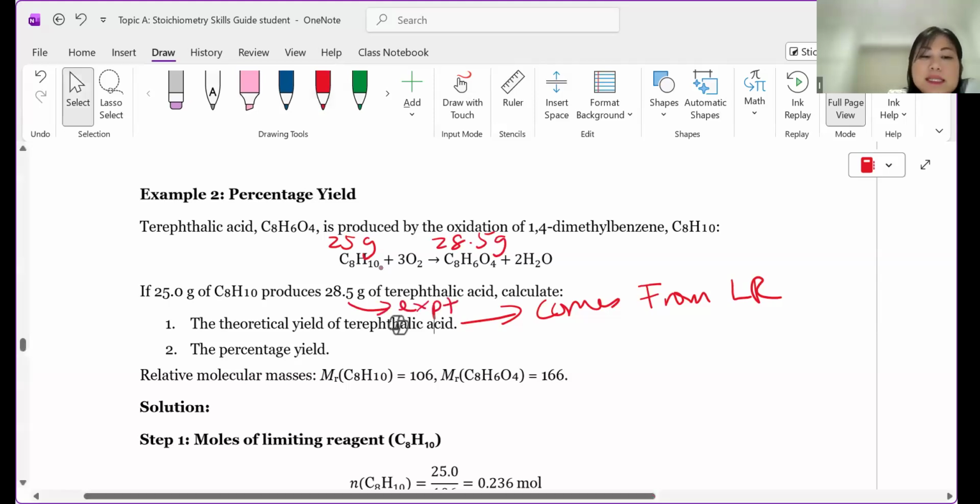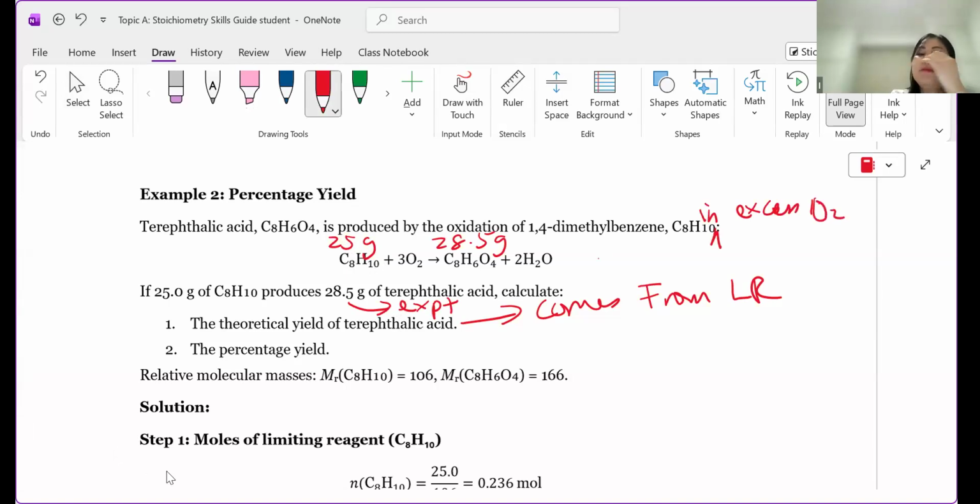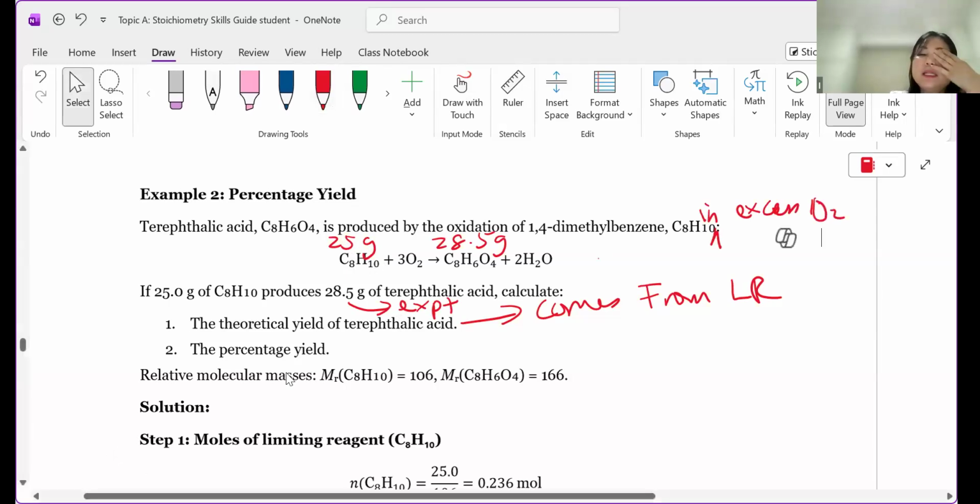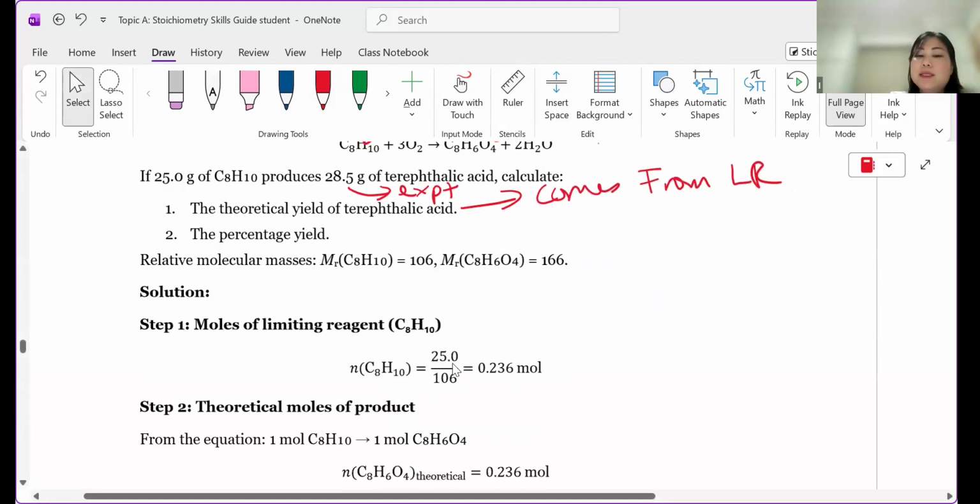Okay? And this question, let's say, I know it should be stated, but it's missing. If it says excess oxygen, oxidation of this in excess oxygen, can you add it in? Because I think this should be in the question. In excess oxygen. So if it's in excess oxygen, we take that the other is the limiting reagent already, right? So 25 divided by the mass. Remember, my mass is not correct. You must use the data booklet mass.